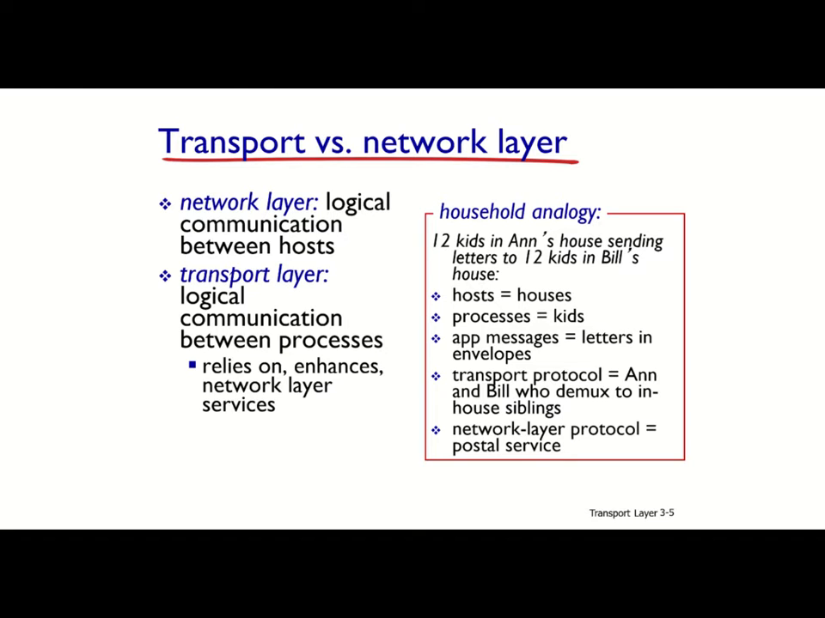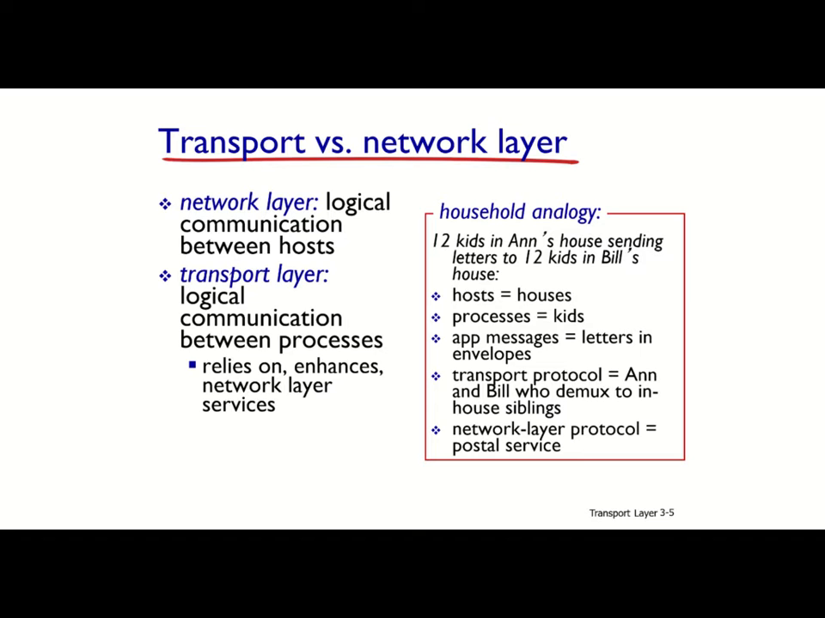In order to illustrate the difference between transport layer and network layer even further, I'm going to explain this household analogy in the book. Let's assume that there are two houses in different parts of a city. One is Anne's house, the other is Bill's house. In Anne's house, we have 12 kids. In Bill's house, we have another 12 kids.